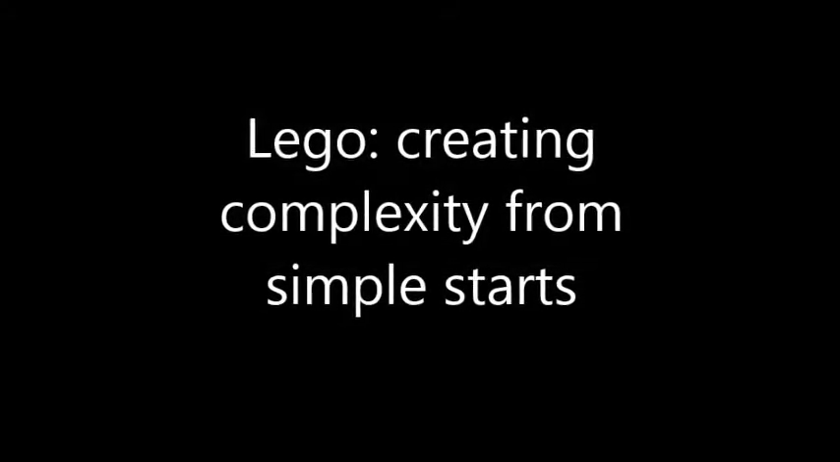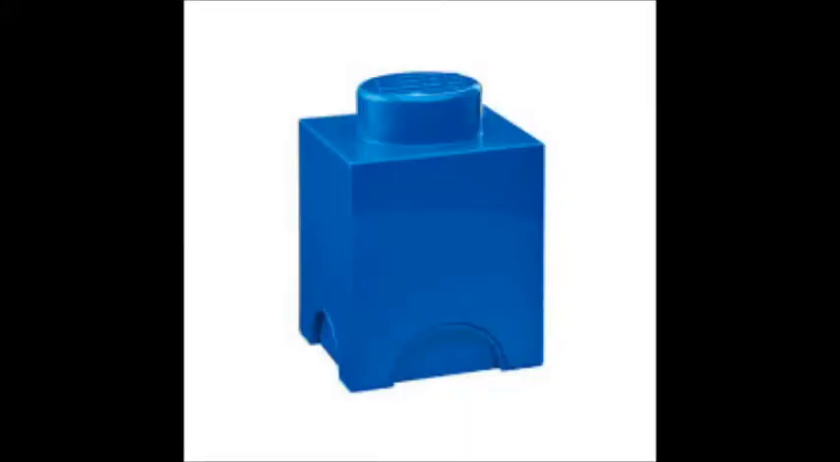This presentation is about creating complexity from simple starts using the idea of Lego. Lego, of course, starts with a nice simple shape. And here we've got a nice simple blue brick. And what we can do to that is, once you've got the gene to make that, you can change the size by simply having more of the same. So instead of making one of the thing, the gene makes two or even more.